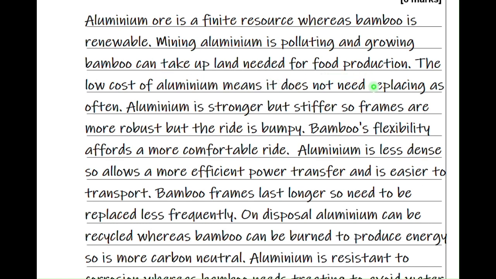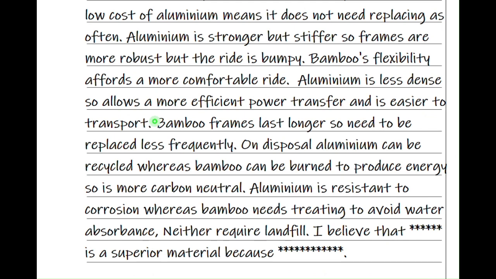The low cost of aluminium means it does not need replacing as often. Aluminium is stronger but stiffer, so frames are more robust, but the ride is bumpy. Bamboo's flexibility affords a more comfortable ride. Aluminium is less dense, so allows more efficient power transfer and is easier to transport. Bamboo frames last longer, so need to be replaced less frequently.